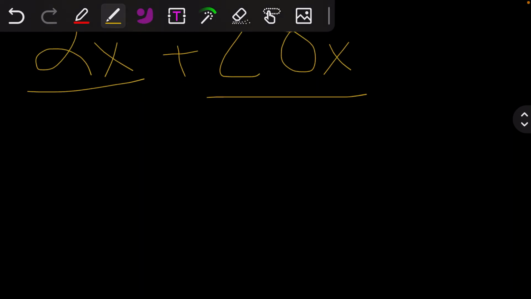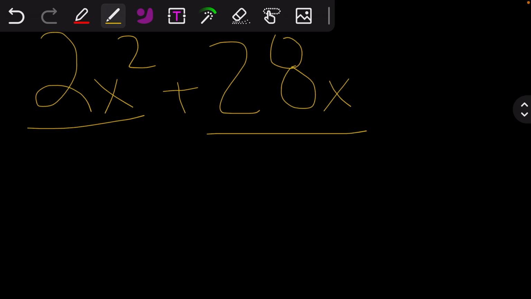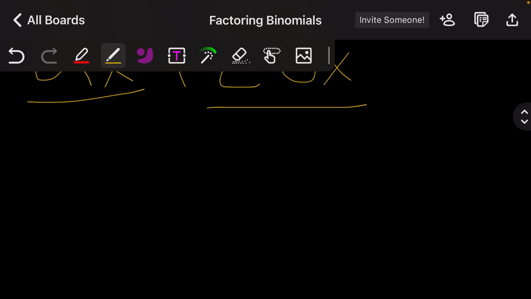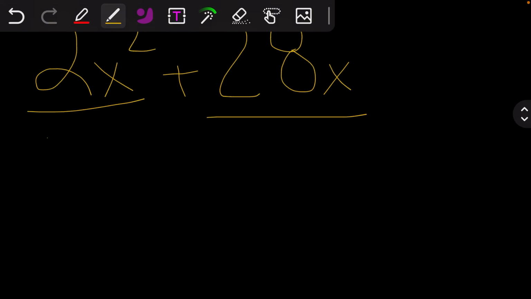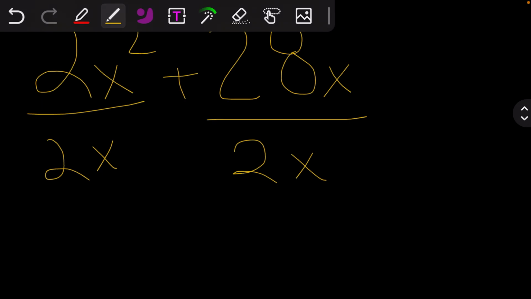So in this first term, we have a 2 as a coefficient, and in the second term we've got 28. A common factor between both of these is going to be the number 2. And looking at the variables, we've got x squared and x. What we can factor out of both of those is a single x.